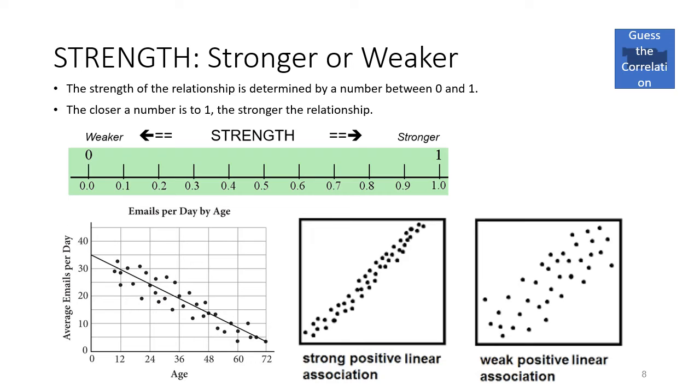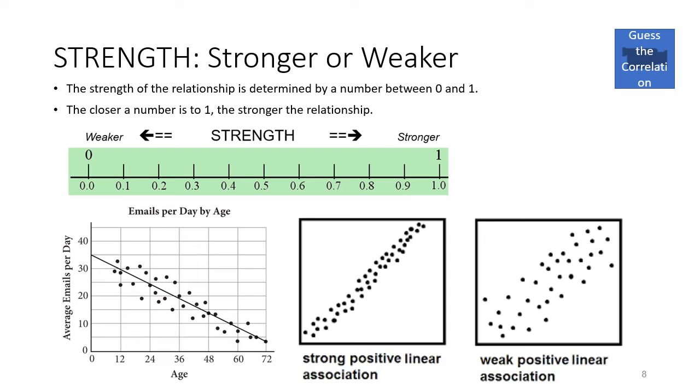First, we'll start over here on the right. Here we have a strong positive relationship. It's positive because the points go in an upward direction. And it's strong because if you would draw a line in here, these points would be pretty darn tight to the line.